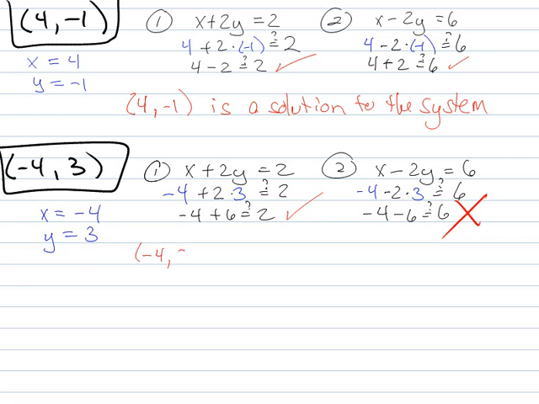So since it doesn't meet both requirements, that is not a solution. Because it has to meet both. So if it meets one but not the other, it doesn't matter. It's still not a solution.